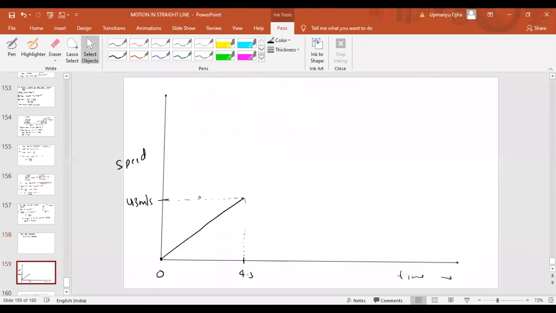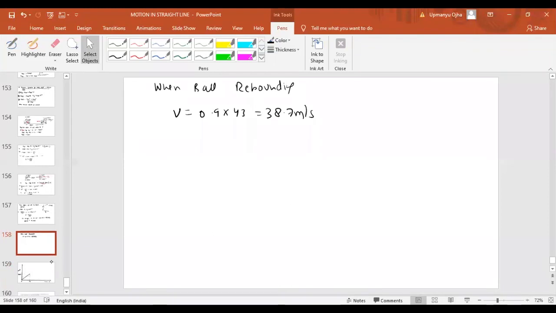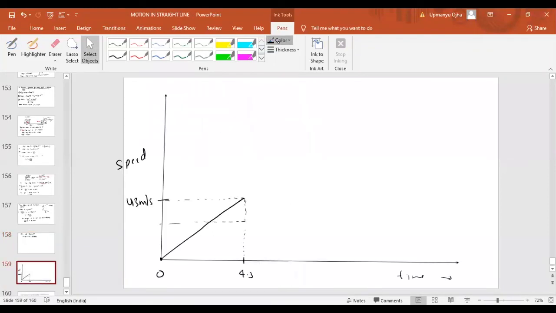Okay, so if you plot the graph here, at 4.3 seconds when it collides, its speed reduces to how much? Its speed reduces to 38.7 meters per second. At the same instant, its speed changes to 38.7 meters per second. So this is the graph.